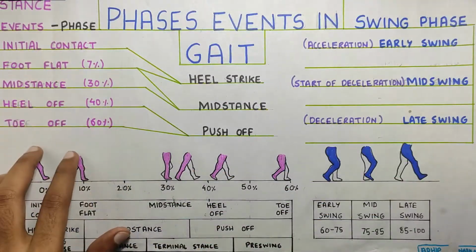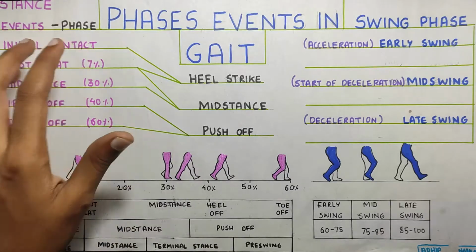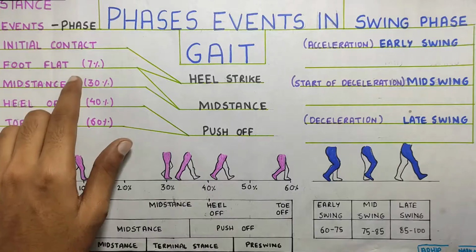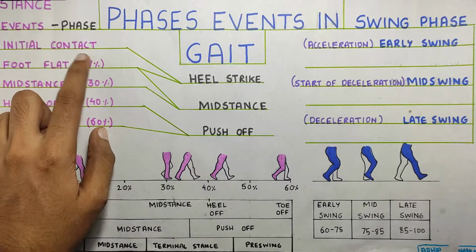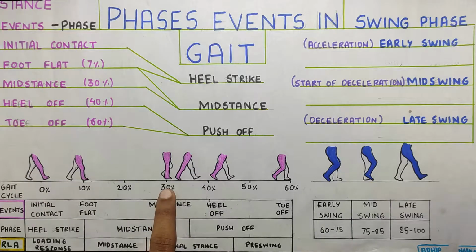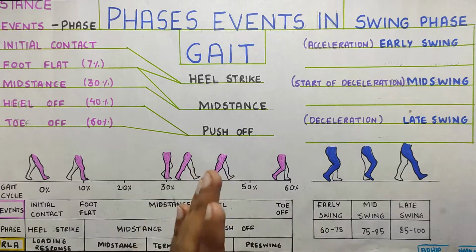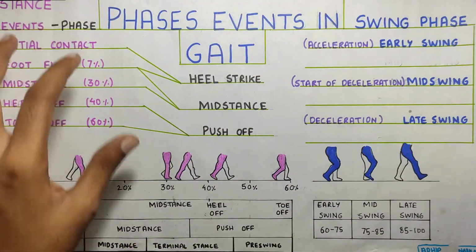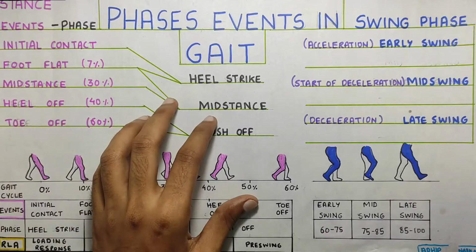So these are the events that occur, and each of them occurs at around some percentage of the gait. Foot flat happens at around 7%, mid stance happens at around 30%, then heel off at around 40%, and then toe off at 50% or 60%. So these are the events that occur, and now you can categorize these events into sub phases.